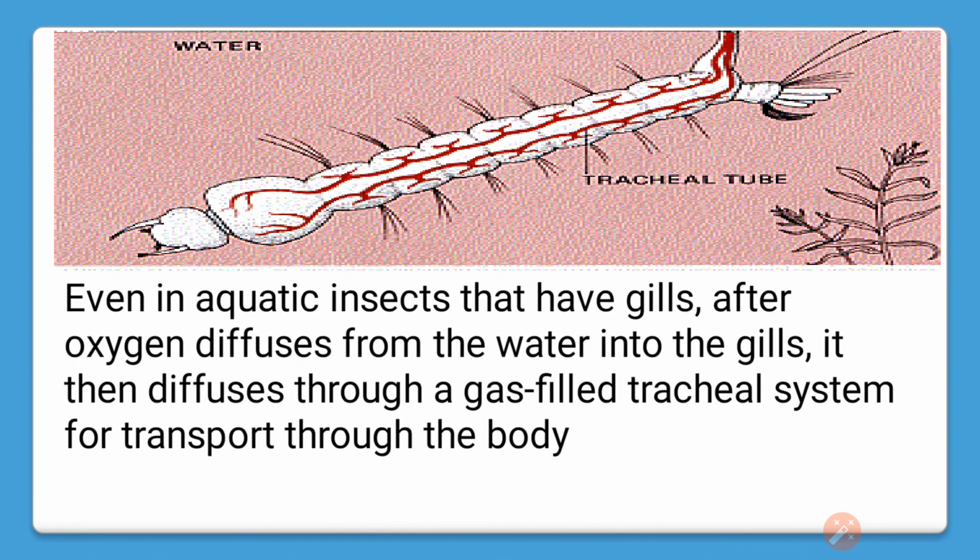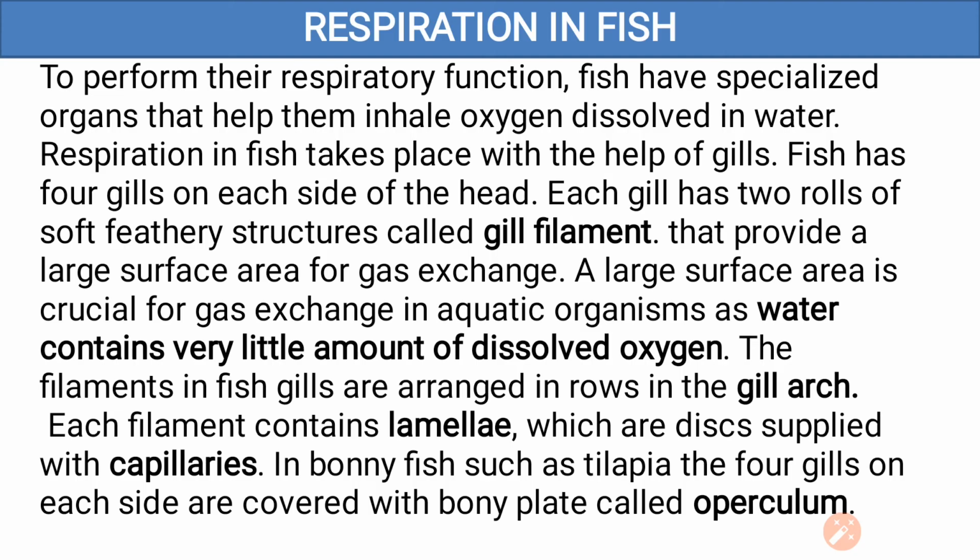Even in aquatic insects that have gills, after oxygen diffuses from the water into the gills, it then diffuses through a gas-filled trachea system for transport through the body. So all insects use a trachea system, whether gills are present or not. That is what we are saying now. Let's now look at, finally, respiration in fish, alright?